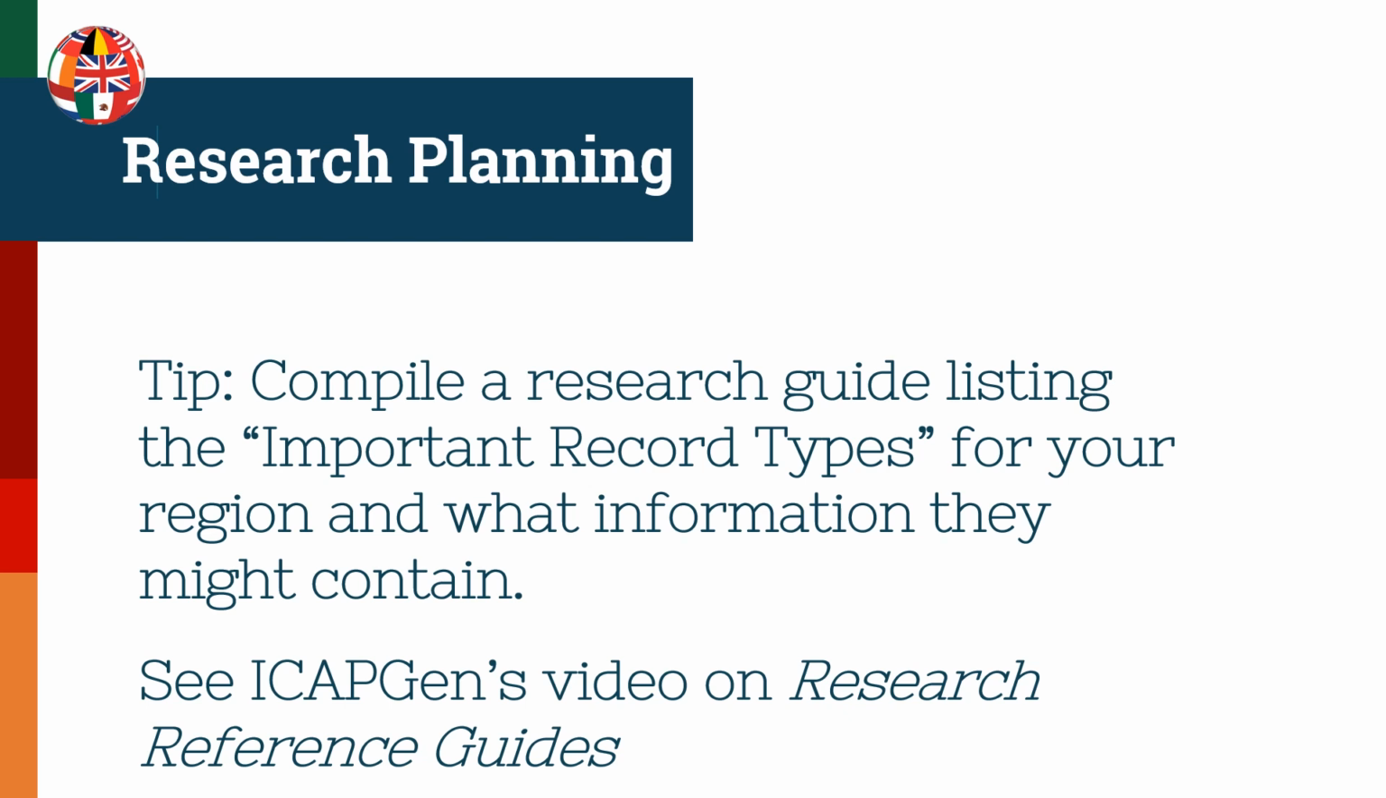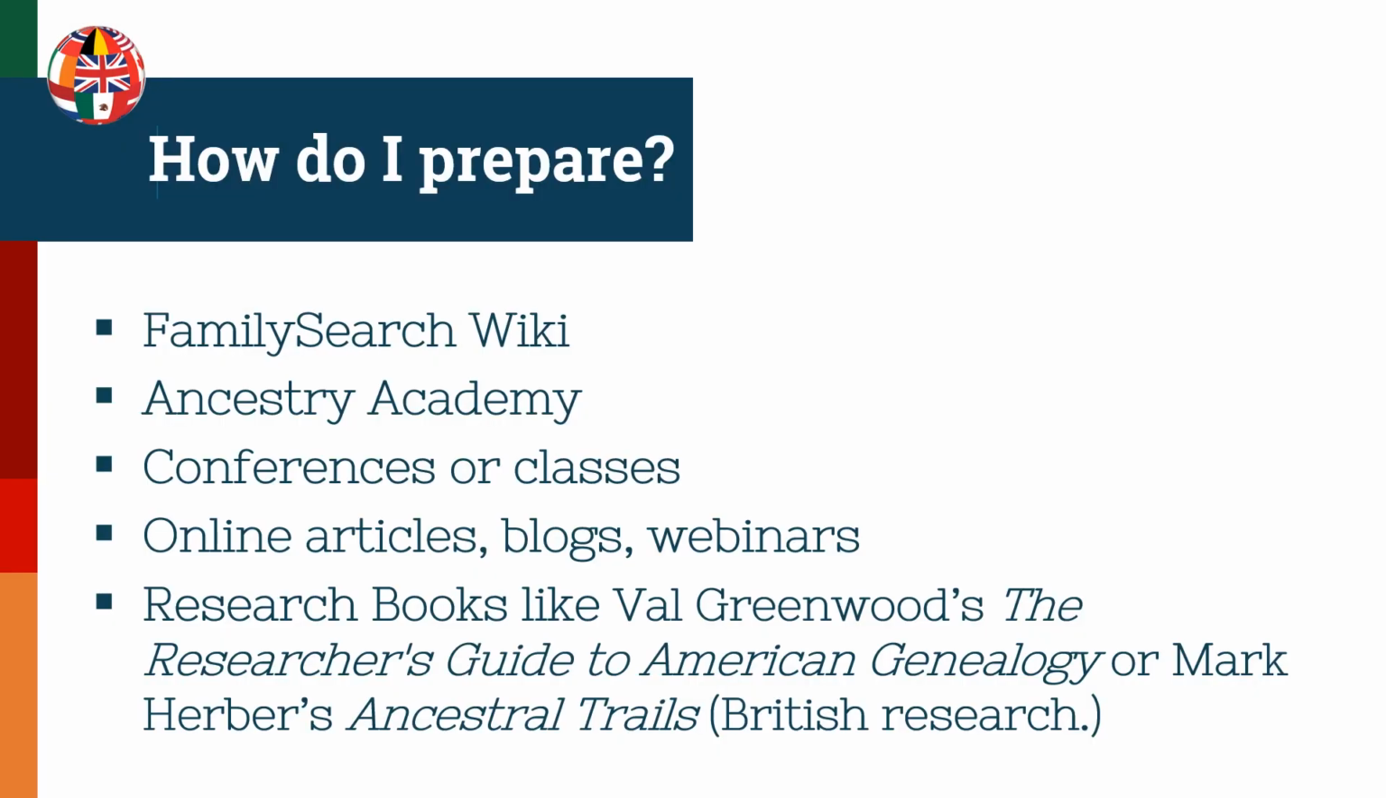One tip is to compile a research reference guide that would list the important record types for your region and what information they might contain. You can watch the ICAPGen video on research reference guides for more information. There are many resources available as you prepare for the test. Consider the FamilySearch Wiki, Ancestry Academy, conferences or classes, online articles, blogs, and webinars, and research books for your country like Val Greenwood's The Researcher's Guide to American Genealogy or Mark Herbert's Ancestral Trails on British research.